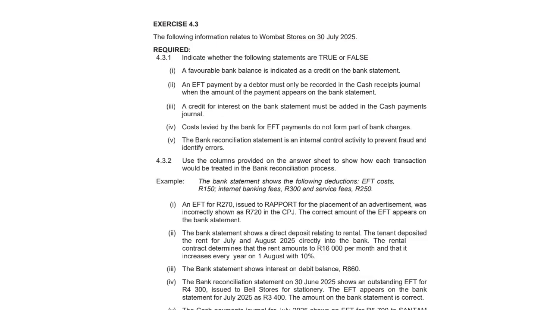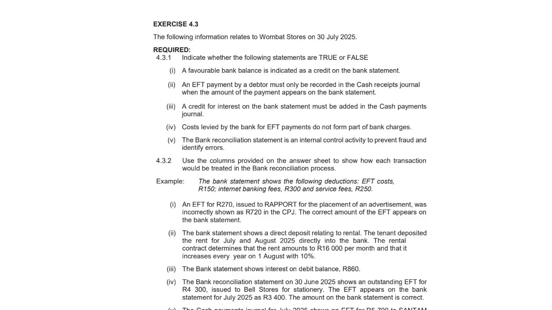Exercise 4.3. The following information relates to Wombat Stores on 30 July 2025. Required 4.3.1. Indicate whether the following statements are true or false. Number 1. A favorable bank balance is indicated as a credit on the bank statement.